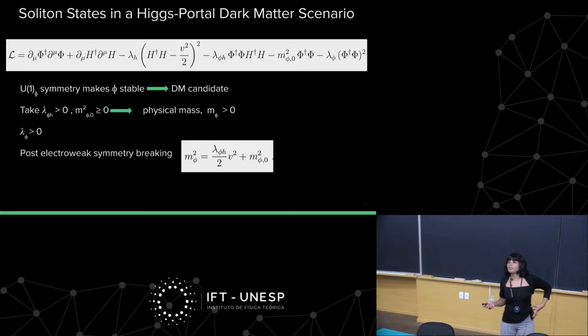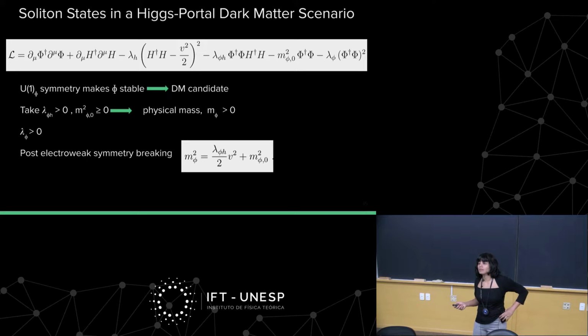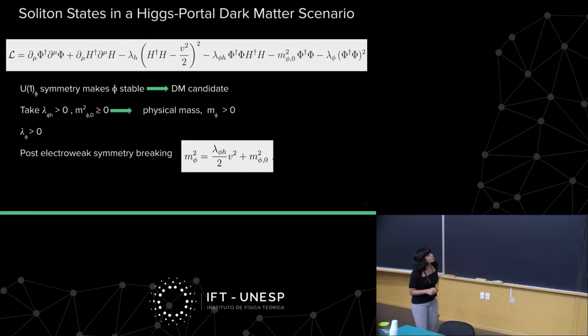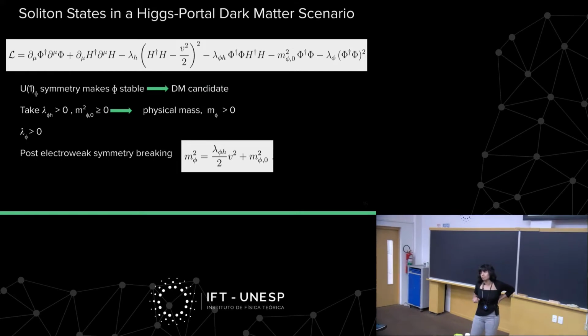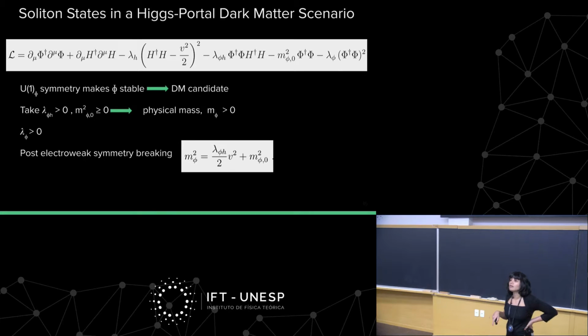There is just a symmetry which does not allow phi to decay, because you can see that phi enters as an even number of phi. Phi cannot decay unless it acquires a vev, which we're not assuming. The Higgs could decay into two phi, if the mass of phi allows, but phi itself cannot decay.